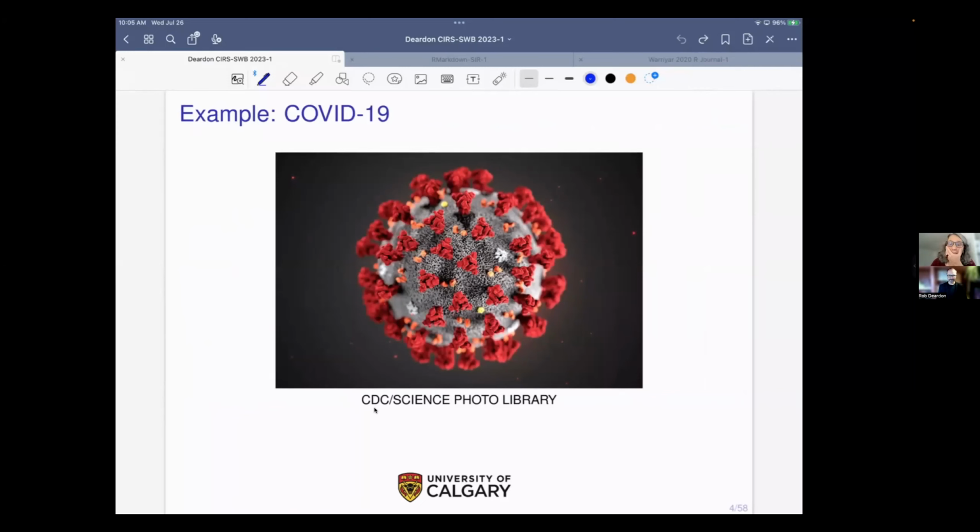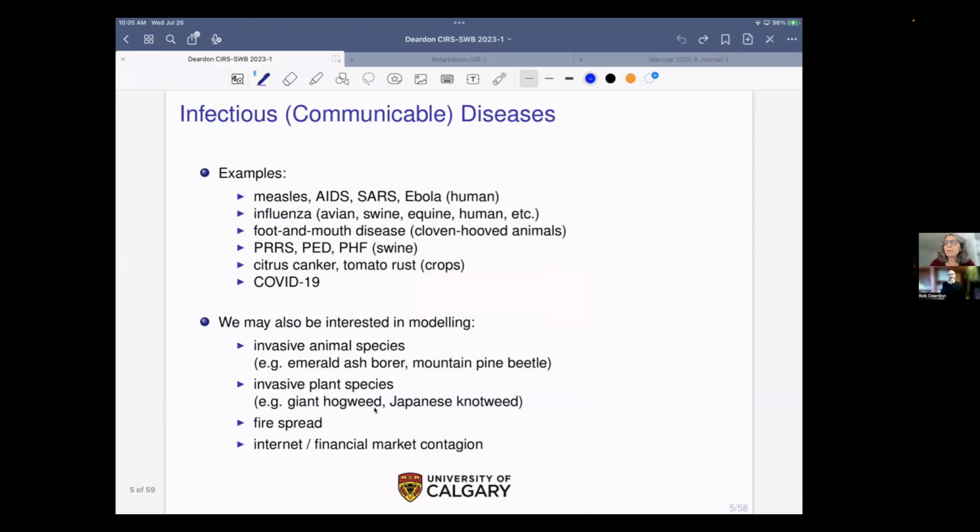Okay, so there it is, COVID-19. This is the stock image, at least from the beginning of the pandemic. And obviously this is something that's been very pressing in my field over the last few years. But we've been interested in infectious or communicable diseases for a long time. There are lots of human diseases that we're interested in, some of them very serious, like Ebola or SARS or HIV, some of them less serious, but still with some mortality attached, things like measles and influenza.